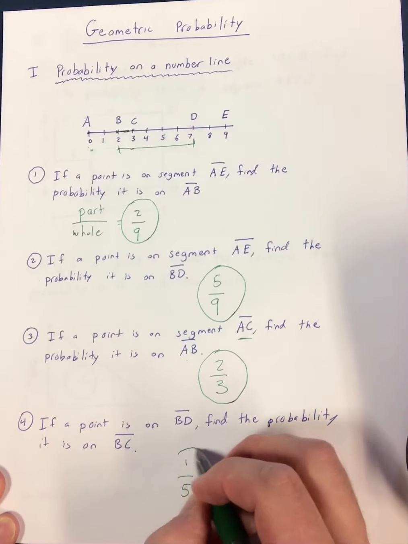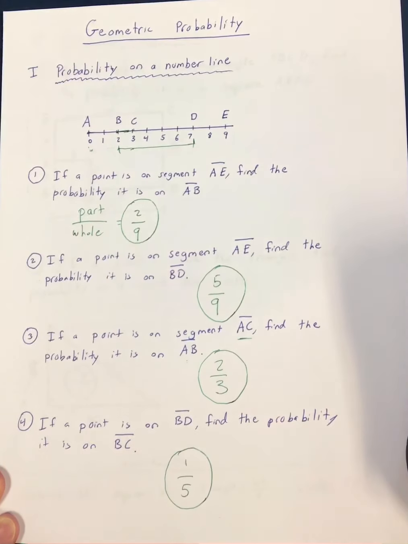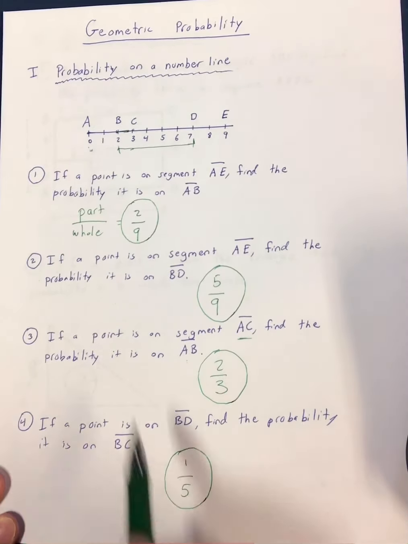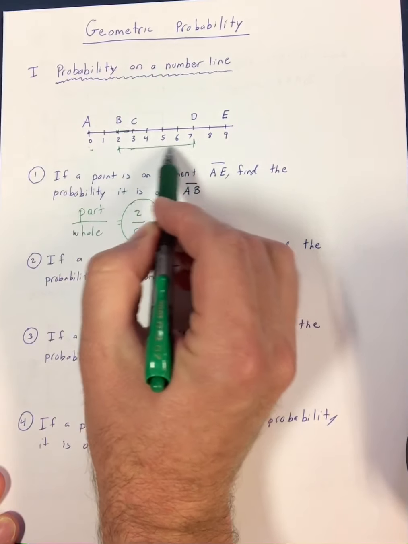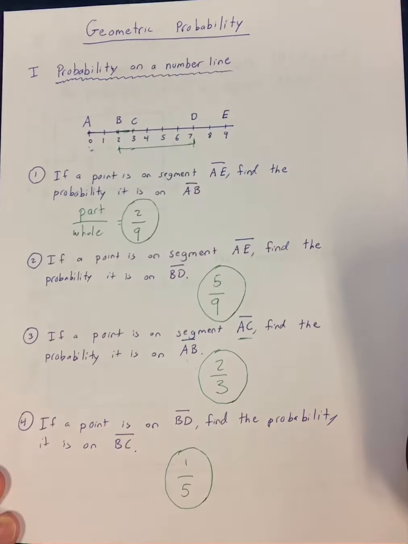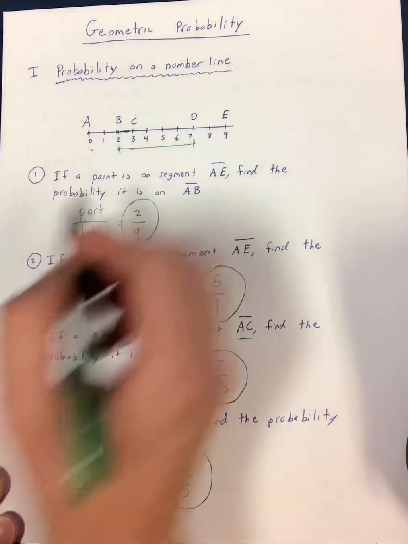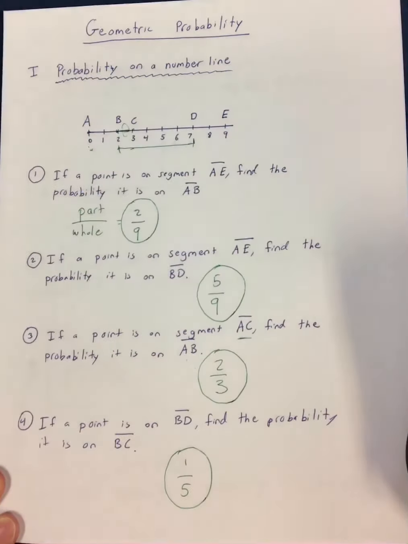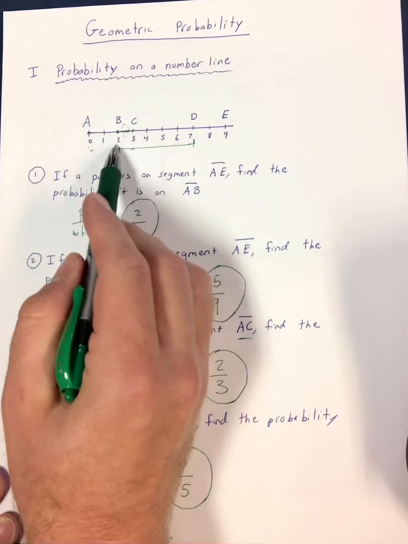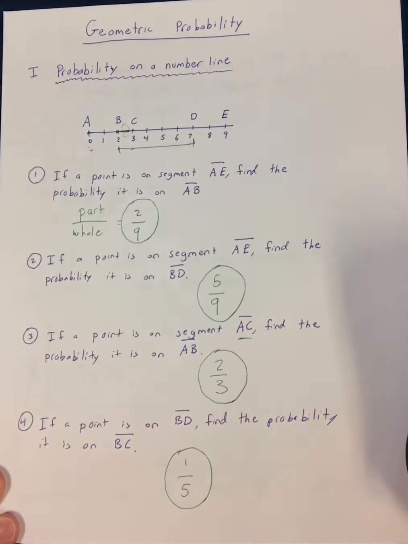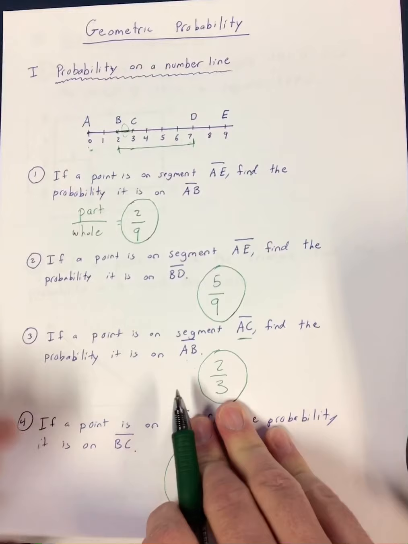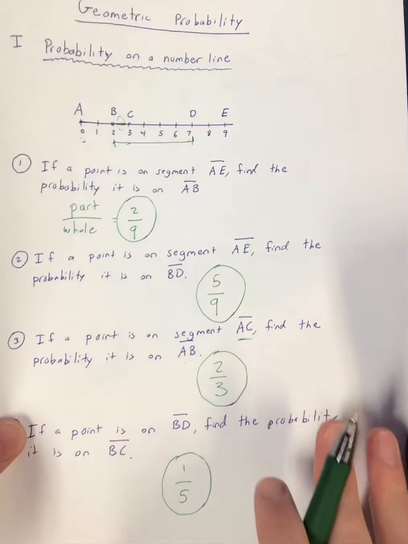So it's 1/5. And just to get some conceptual understanding of this, if you think about this whole length here, 1/5 of the time, 20% of the time, we would end up with a value in that section. So that's what the probability is, just the likelihood that if it's from here to here, that we would end up over there. Okay, on to the next problems.